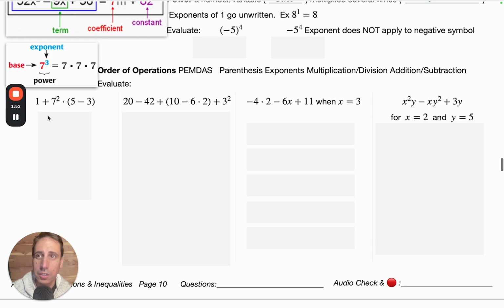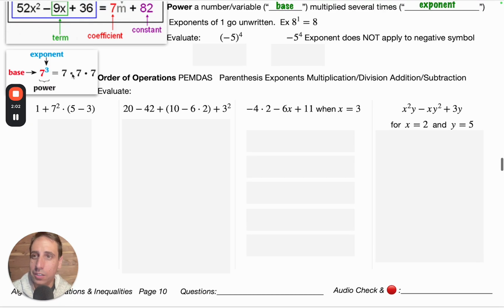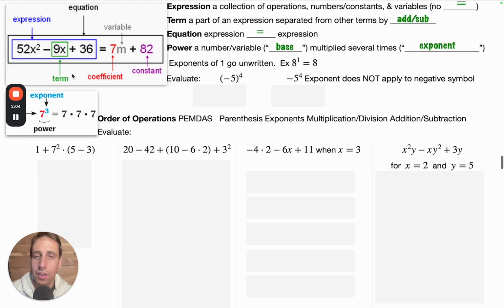So if we want to evaluate, check this out. I've got a nifty picture. You can see the base is 7 in red, the exponent is the 3 in blue, and the whole thing together is the power. And what that really means is just repeated multiplication, 7 times itself 3 times.